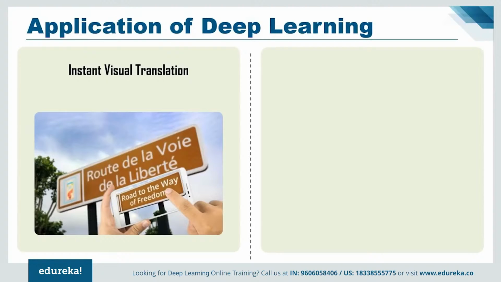This is often called instant visual translation. Now imagine a situation where you have visited any other country or any other place whose native language is not known to you. Well, no need to worry. Using various apps like Google Translate, you can go ahead and perform instant visual translation to read the signs or the shop boards written in another language. Now, this has been possible only because of deep learning.